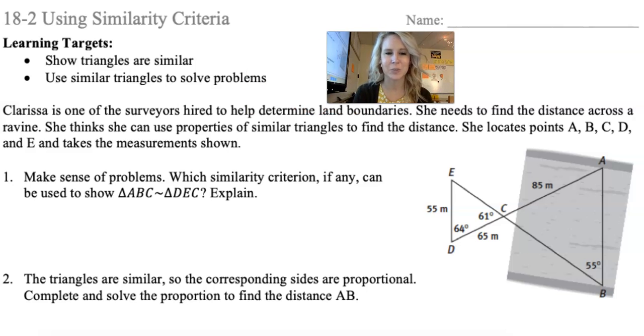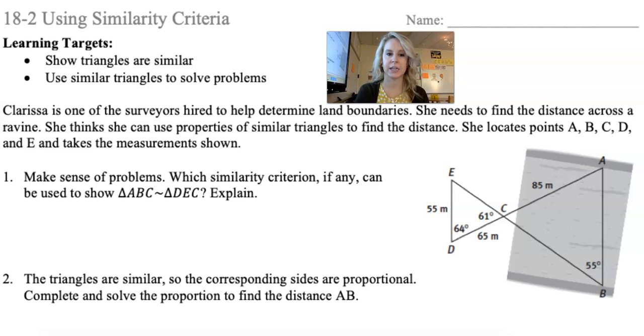Hello, and welcome to lesson 18.2 on using similarity criteria. In the previous lesson, we discovered our similarity criteria: side, side, side, and angle, to prove if two triangles were similar. Now we're going to show if they're similar and then use that knowledge to solve some problems.